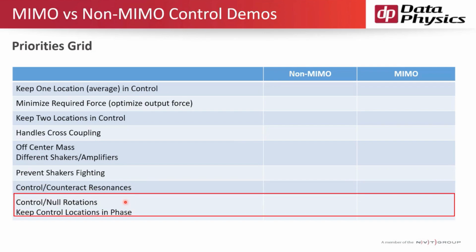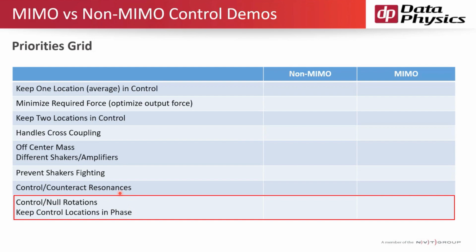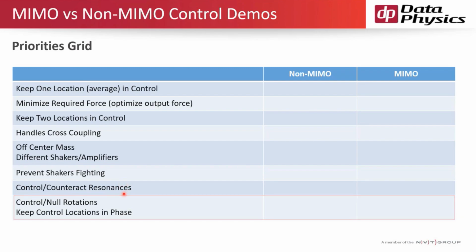And the last item here is controlling rotations. You want to make sure there's no relative motion between your armatures if your shakers are rigidly coupled to the test article, meaning you want to protect your shakers and armatures from damage, or you want to protect your test article from overtest. You don't want to impart uncontrolled rotations into your test article when you're just trying to test it in a translational axis. Okay, so these are the different priorities that may or may not be of concern to you.